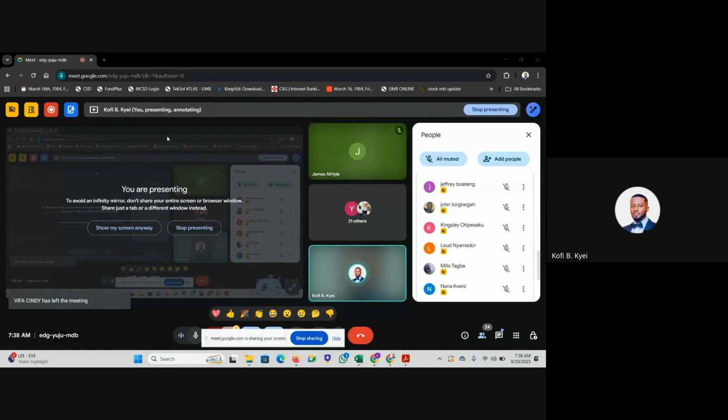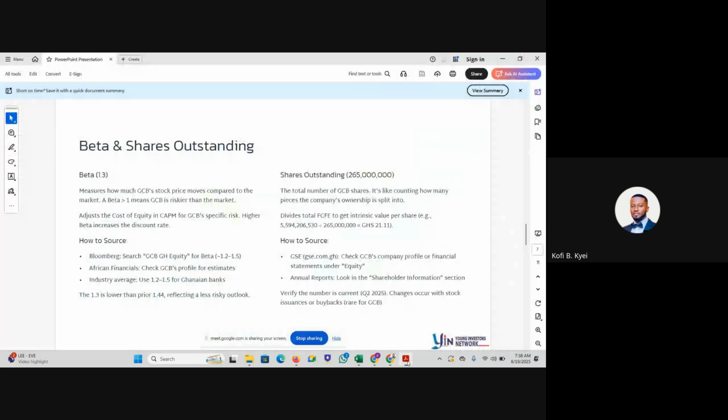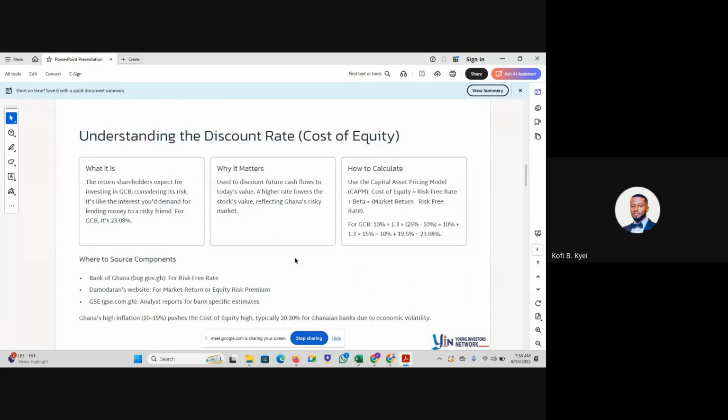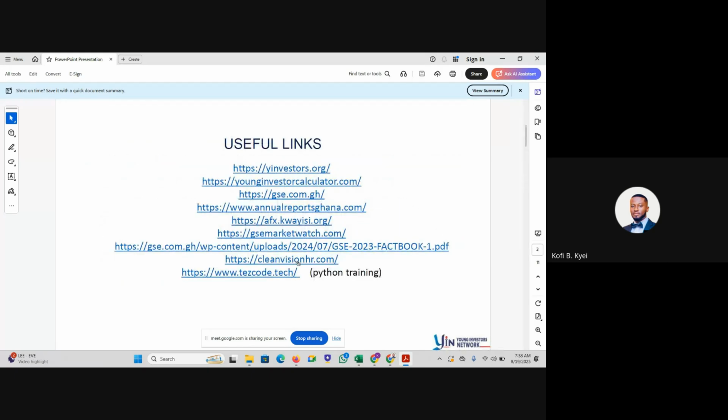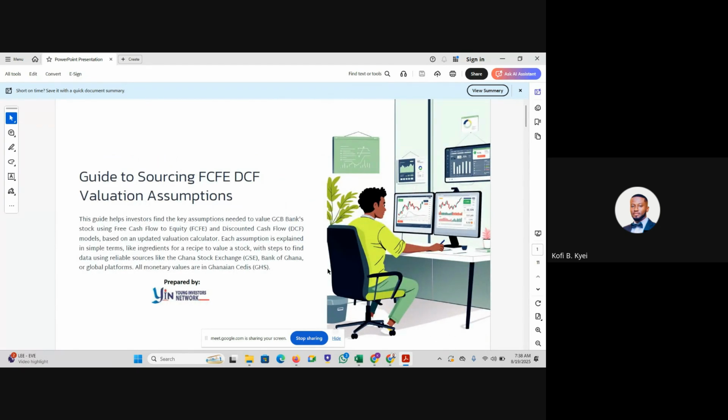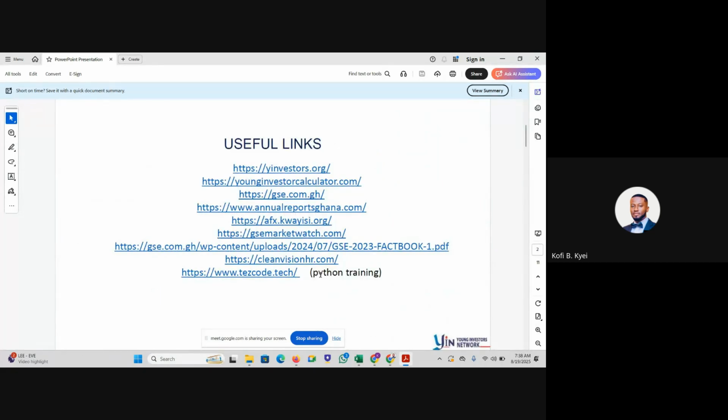So currently, we're touching on the FCFE valuation model, and there was mention of the cost of equity, and that is where a lot of us felt we should go into more. So let me just briefly go over what we did yesterday. So the guide to source and the FCFE DCF valuation assumptions, and then we went through these useful links.